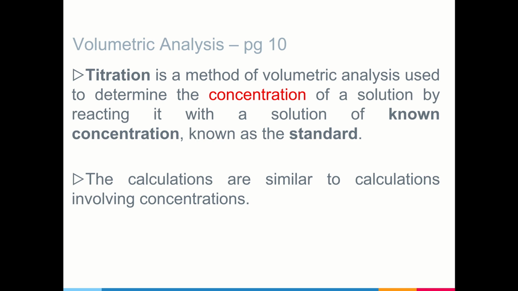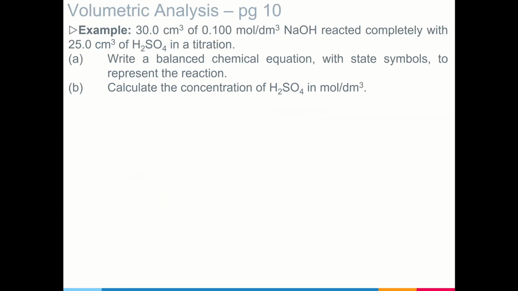Okay, but let's understand how this volumetric analysis works. Just now was the method to do volumetric analysis. Now we'll take a look at calculations. In this case, you are given a fixed volume and concentration of NaOH. So you know the concentration of this, but you don't know the concentration of H2SO4. Your job now is to calculate the concentration.